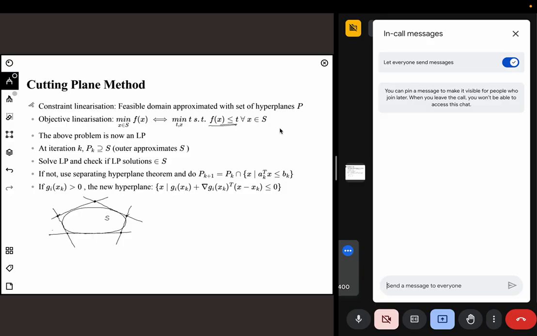Once it becomes an LP problem, you can solve it normally by any of the methods. There are so many LP methods, say simplex or something. You can use that method, solve the LP problem and get a solution. Once you get the solution, you check whether that solution lies inside the feasible region or not. If it is lying inside the feasible region, then we have already solved the problem. But if it is not, then we can use the separating hyperplane theorem, which we have done before. This is true only when you have a convex set, so S should be a convex set.